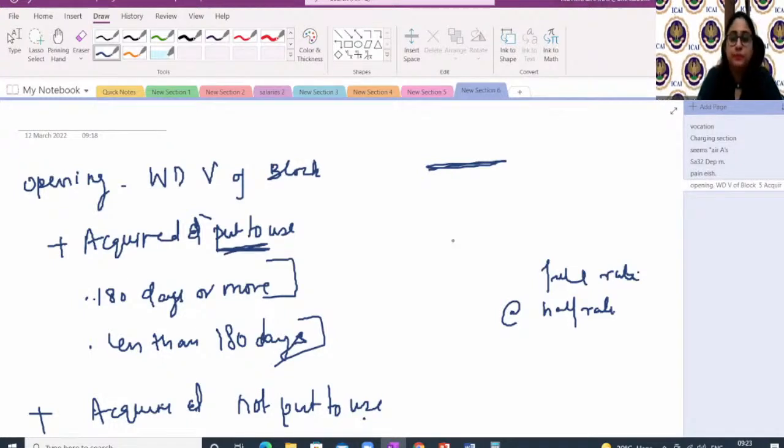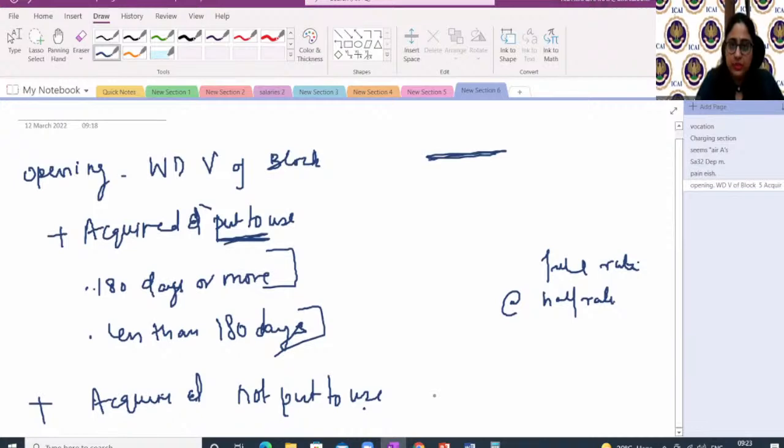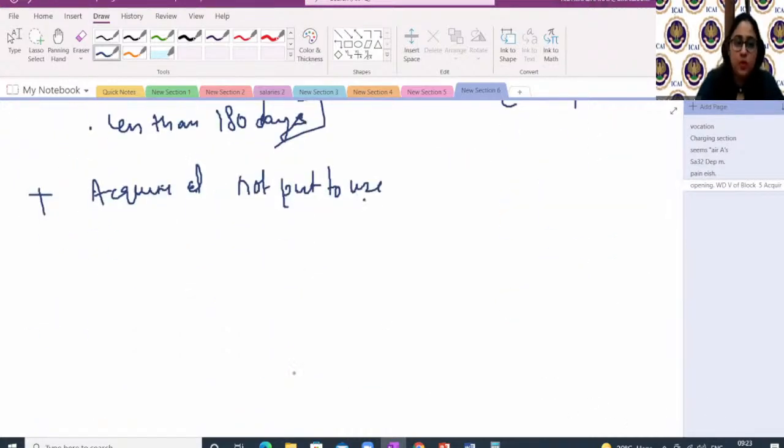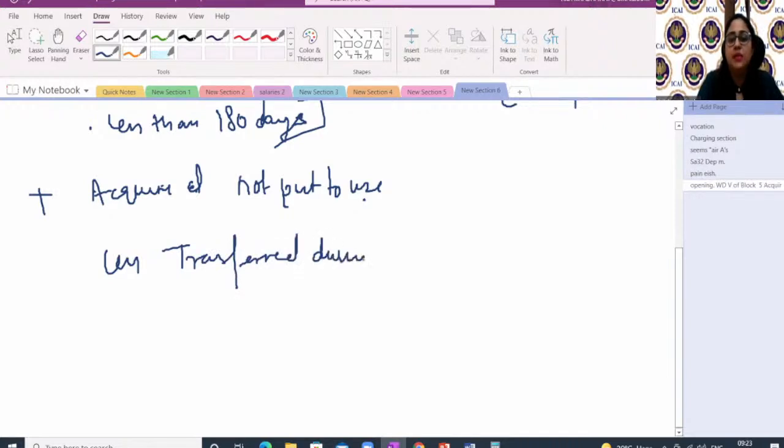Back to this, acquired and put to use for less than 180 days. Here you will write the value of the asset. Acquired and not put to use. Okay? After that, what you'll do is less any asset transferred during the year.